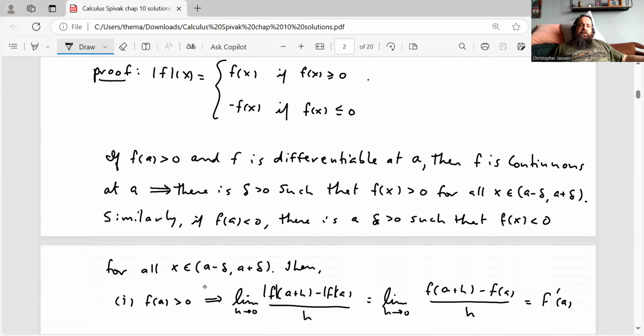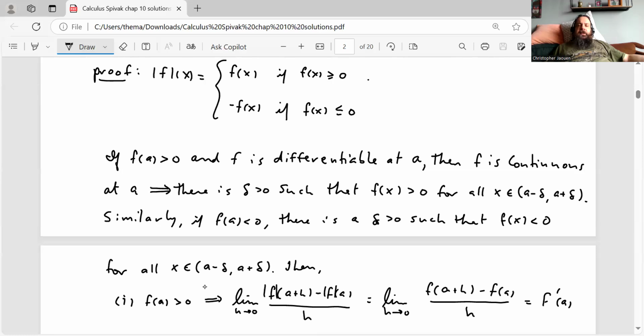If f of a is greater than 0 and f is differentiable at a, that means that f is continuous at a, which implies that there's a delta greater than 0 such that f of x is greater than 0 for all x in that delta neighborhood. We had a theorem in the chapter on continuity that we proved that said that.